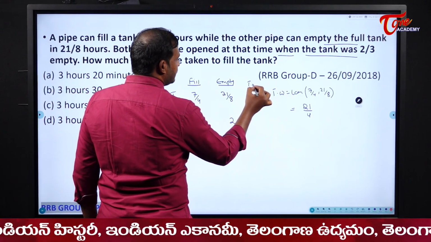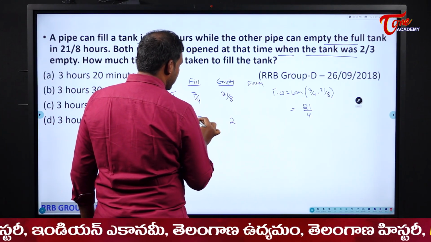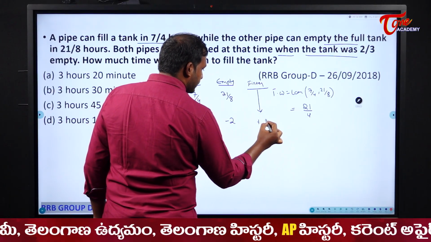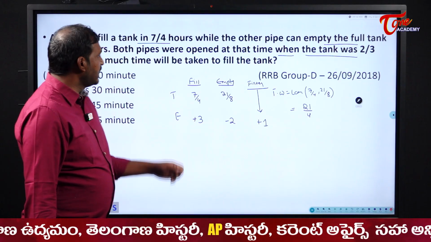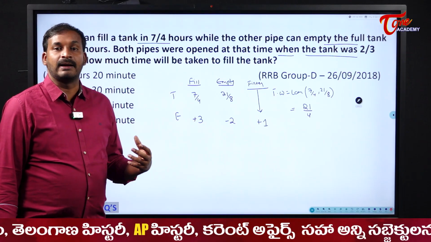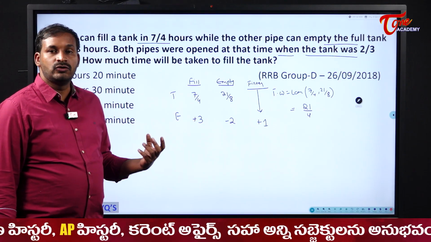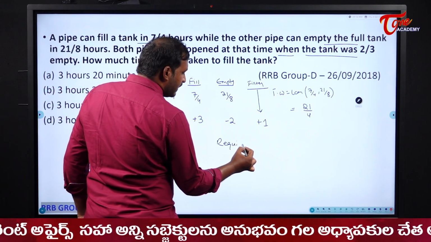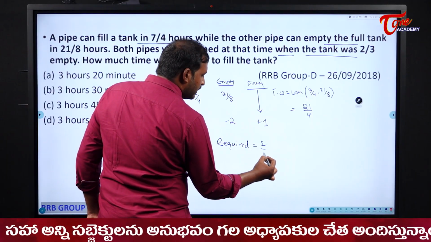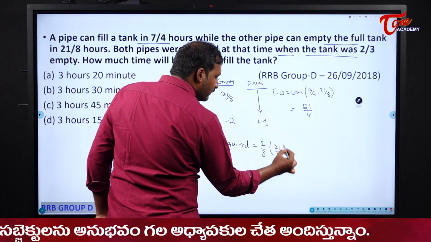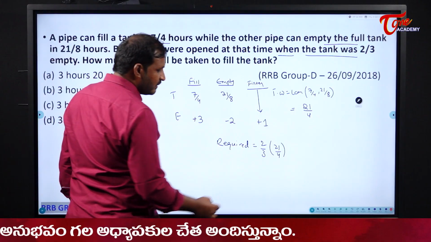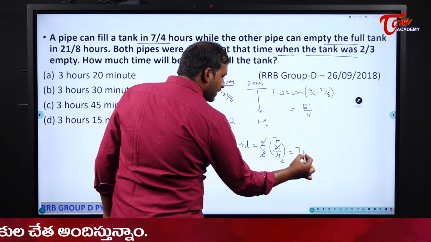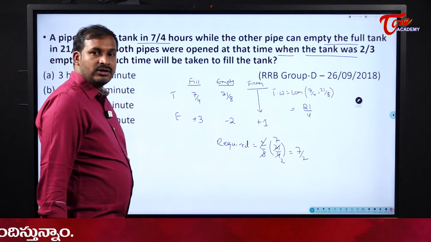So fill plus empty will effectively be plus 3 and minus 2, so it will become plus 1. And I should fill the 2/3 empty tank, not a complete tank. I should fill just 2/3. So now the required work will become 2/3 of 21 by 4. So 2 ones, 2 2s, 3 ones, 3 7s. So required work is 7 by 2.